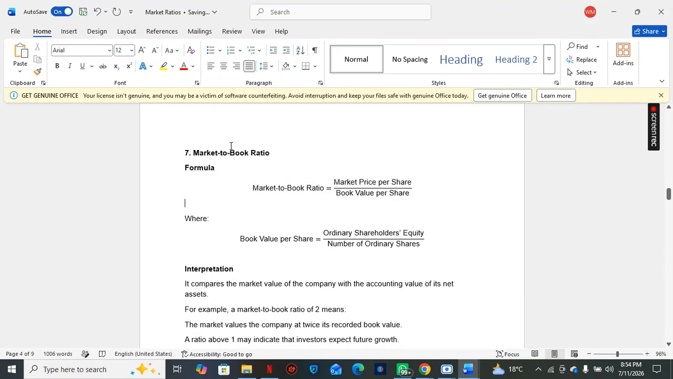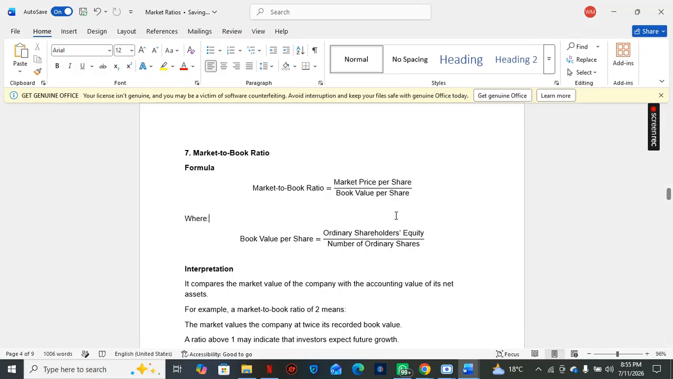Yes, market to book ratio. You are comparing the market price per share versus the book value per share. Remember, the book value per share is how much the shares were originally issued out for, the price of the share. So, for example, if Shoprite, when it initially sold shares, the shares were at 5 kwacha per share, that is the book value. Now, the market value is dependent on how well a company is doing in the stock market.